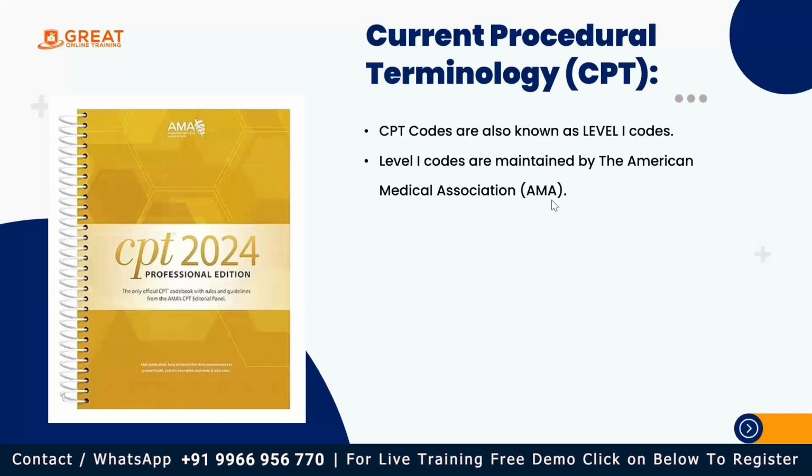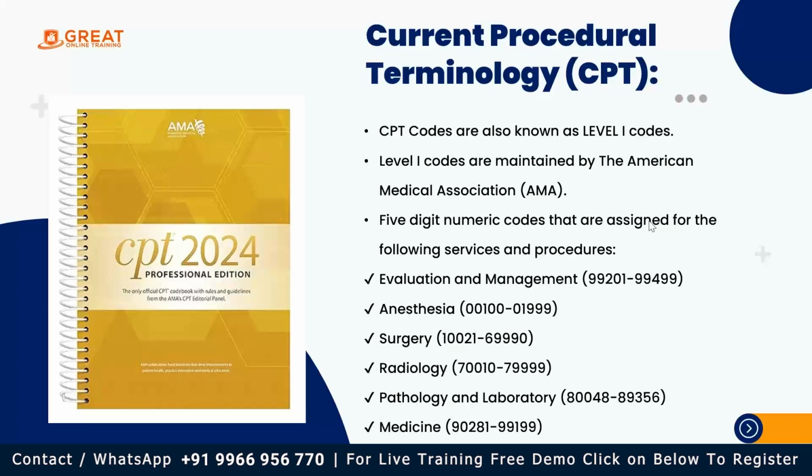ICD codes are maintained by WHO, whereas CPT codes are maintained by AMA. The 5-digit numeric codes that are assigned for the following services and procedures are divided into subchapters. Like evaluation and management, we have the 99 series. For anesthesia, we have the 00 series. For surgery, we have the 10,000 to 69,000 series. For radiology, we have the 70,000 series. For pathology and laboratory, we have the 80,000 series. And for medicine, we have the 90,000 series. Okay. So this is how CPT codes get divided into different chapters.